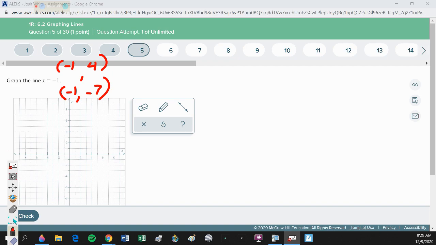What is that line going to look like? It's going to be straight up and down, like this. Okay? What if it said y = 2? That's going to be straight across at 2.